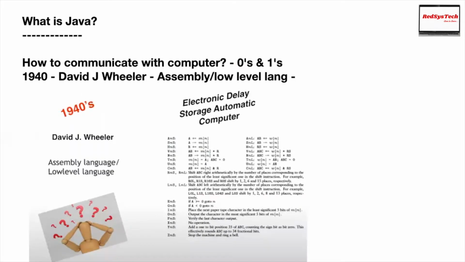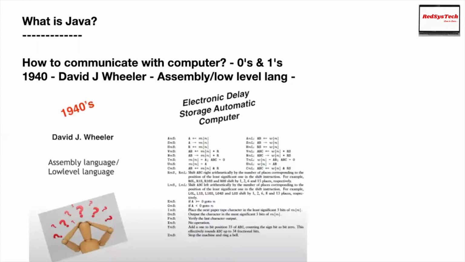So before we start, I want to go some decades back before we start learning about Java. When we want to communicate to a computer, we know that a computer knows only zeros and ones, right? But how can we make the computer understand what we're trying to communicate to it, so that it can perform its task? There was no language before the 1940s.